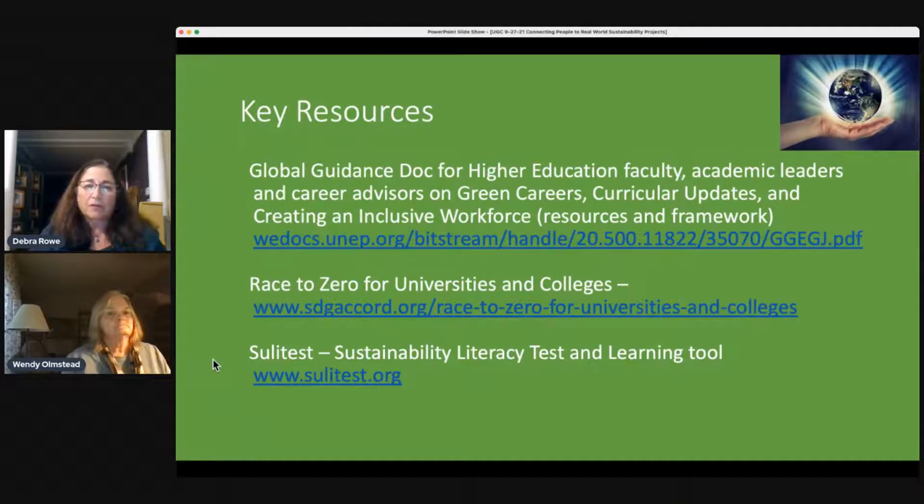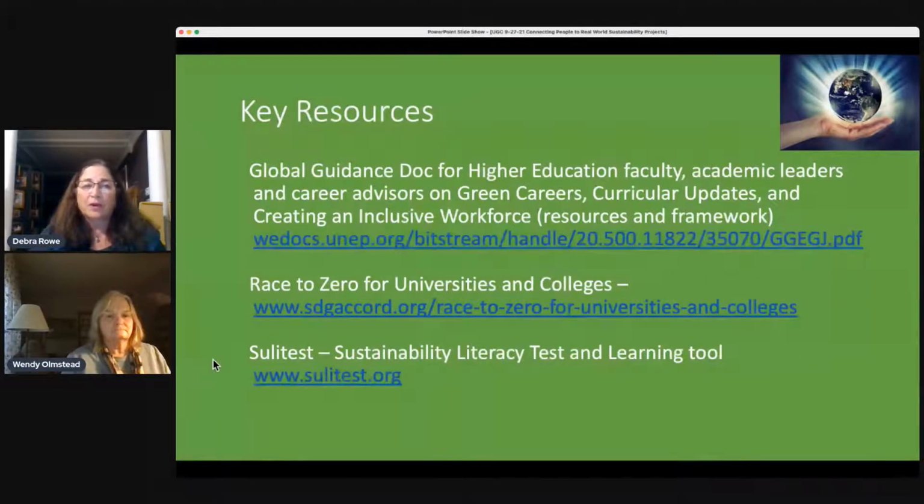I have a few more key resources for you. I have the link there for the Race to Zero in the middle. But on the top, the U.S. partnership just co-published with the United Nations Environment Program, UNEP, a global guidance document for higher education. Who's it for in higher education? It's for faculty, academic leaders and administrators, and career advisors. What are we focusing on in this global guidance document? Green careers, how we need to update our curricula so that it helps to produce the green and inclusive and more sustainable workforce that we need.